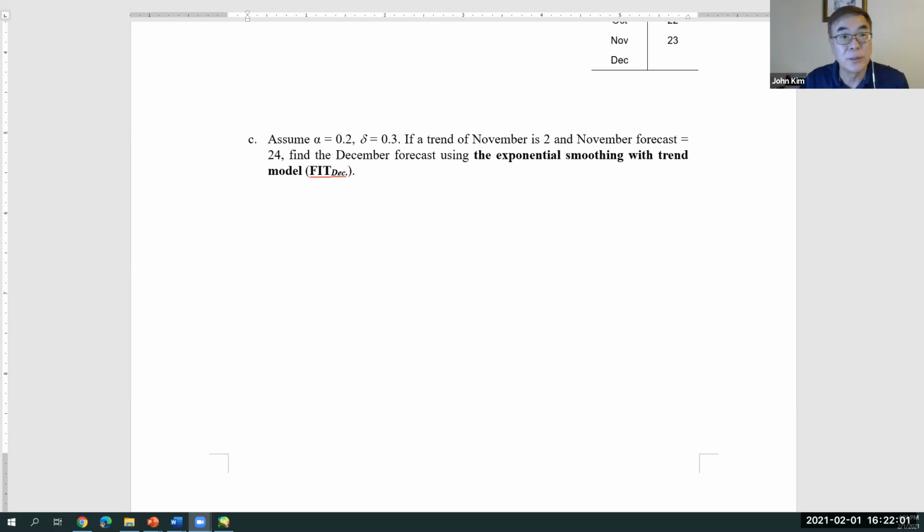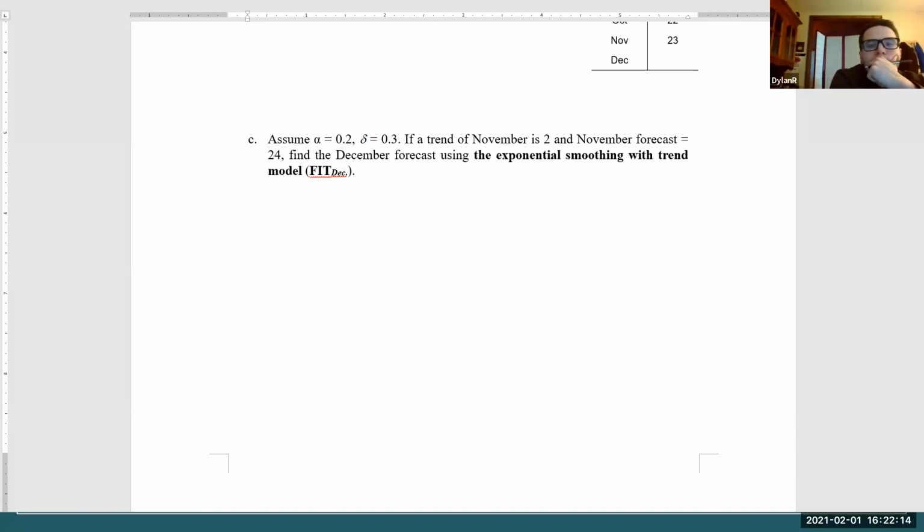I'm not sure why. What screen can you see? The practice problem? Okay. This one asks exponential smoothing with trend model FIT December. So first, if you do it like December, November, then maybe it's complicated. So change December to 12.